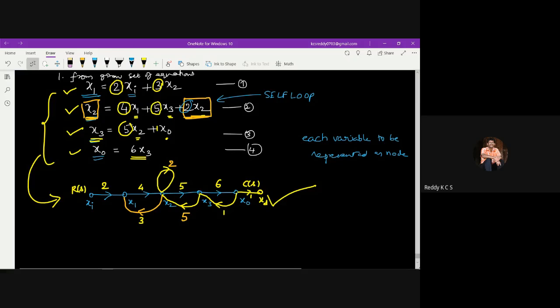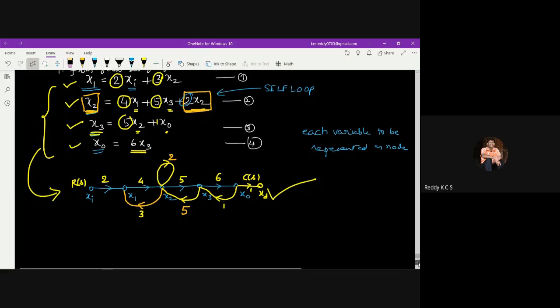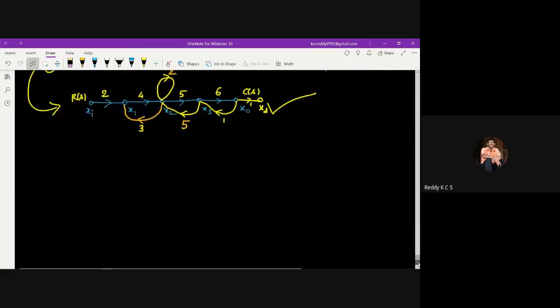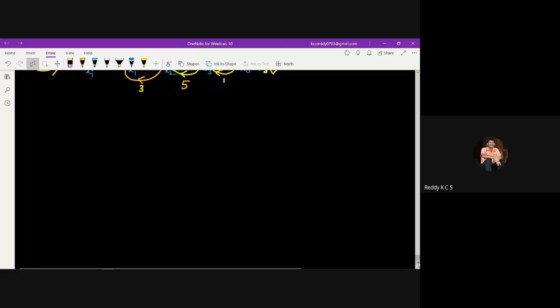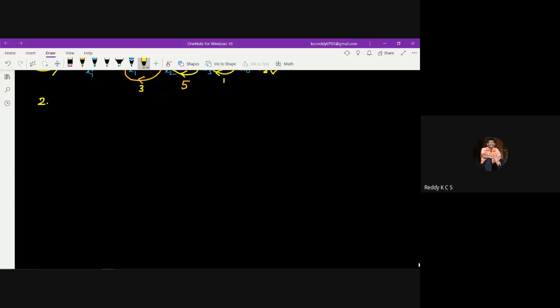Now the second method: how to obtain the signal flow graph from the given block diagram. This is the easy way to represent it. If there are critical rules, we can solve using this method. So we can draw the block diagram. That is, the second method is from the given block diagram.